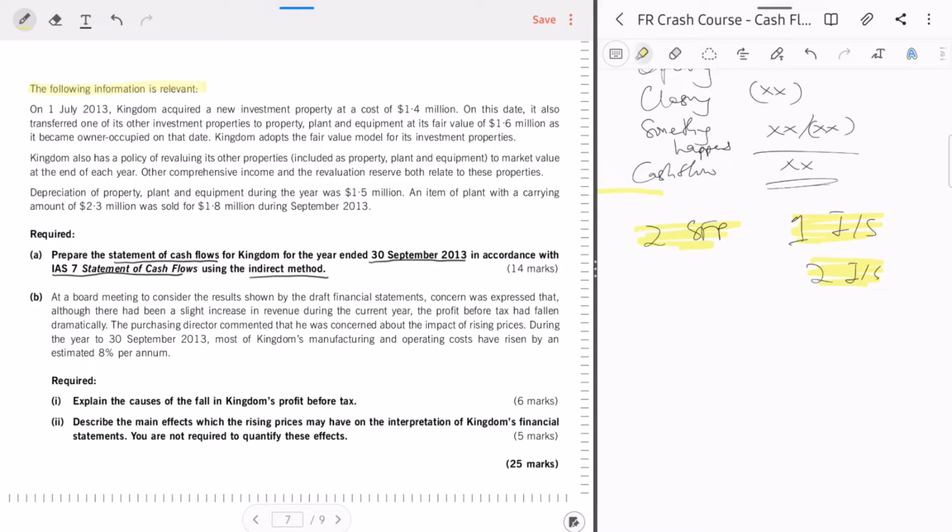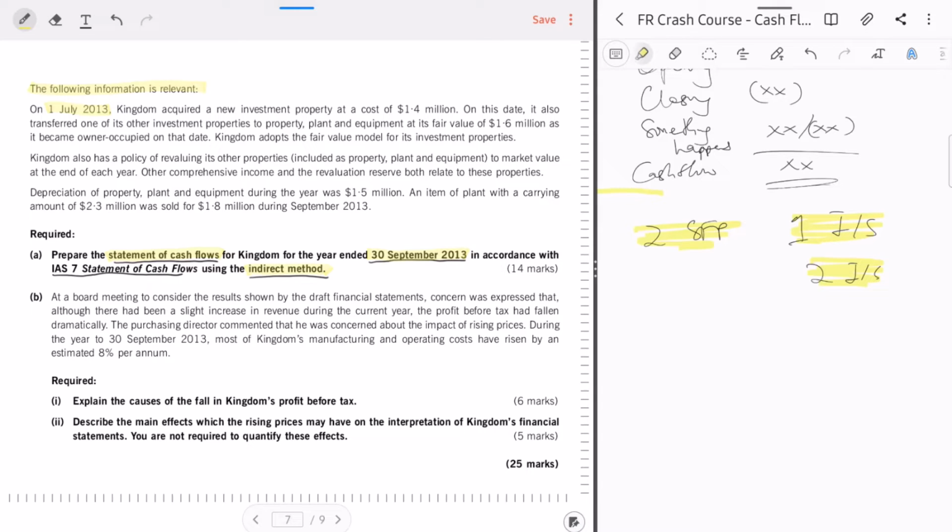So let's look at the 3 notes here. Let's read through them and see what the examiner is asking us to do. The first one is saying that on 1st July 2013, which date is that? Let's remind ourselves, we are required to prepare the statement of cash flow for the year ended 30th September 2013 using the indirect method, right?